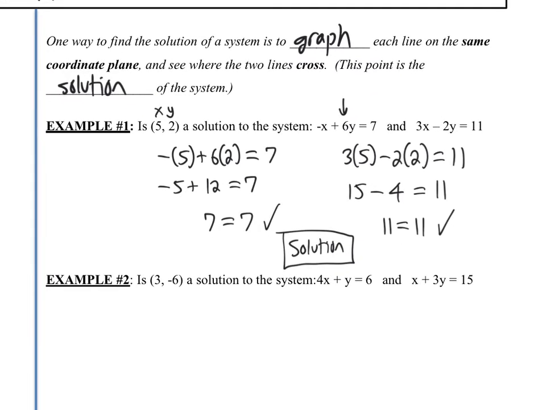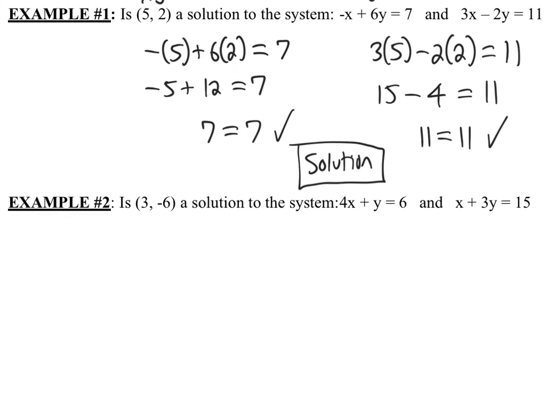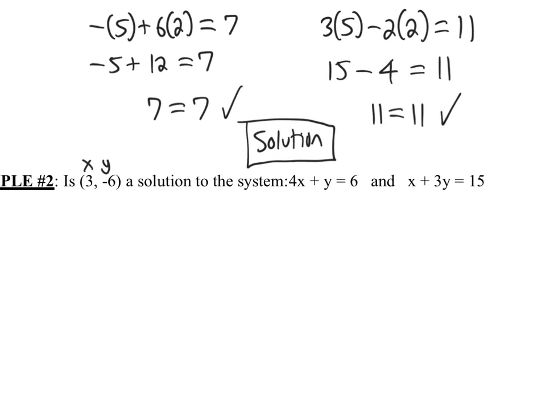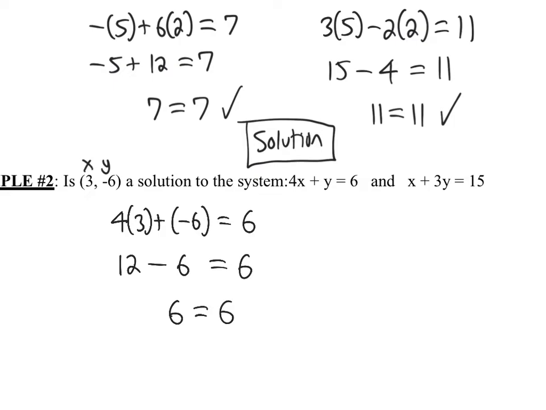All right, sounds good. Why don't you see if you can do example 2 on your own now. Give it a try. All right, let's check it. We got (3, -6). That's our x and y. We're going to plug them into these equations here and see if they're true or not. So we check the first equation. It was 4x + y = 6. So 4 times x, which is 3, plus y, which is -6, equals 6. So 4 times 3 is 12, plus -6, equals 6. And what's 12 minus 6? And does 6 equal 6? It does. So that equation is good.